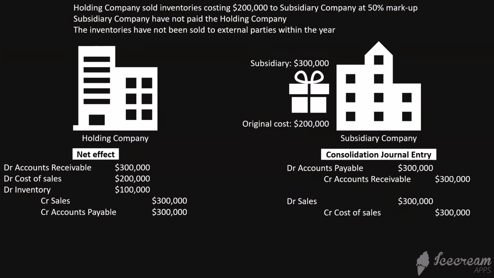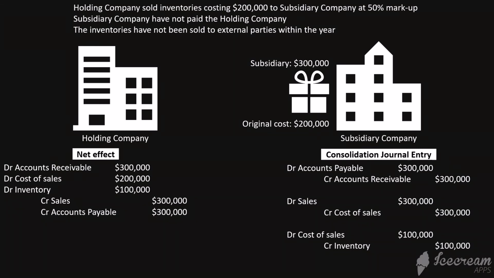We cannot inflate the cost of inventory just because the holding company sold the inventory to its subsidiary, so we have to revert it back to the original cost. We know we need to credit inventory by $100,000 to revert it back to the original cost, but what do we debit? Refer to the net effect of journal entries entered by both companies as shown on the left and compare it with our current consolidation journal entry. Which entry on the left has not been fully undone? It is the cost of sales entry, so we should debit cost of sales by $100,000, and you will see that these three consolidation journal entries completely undo the net effect of entries entered by both companies.